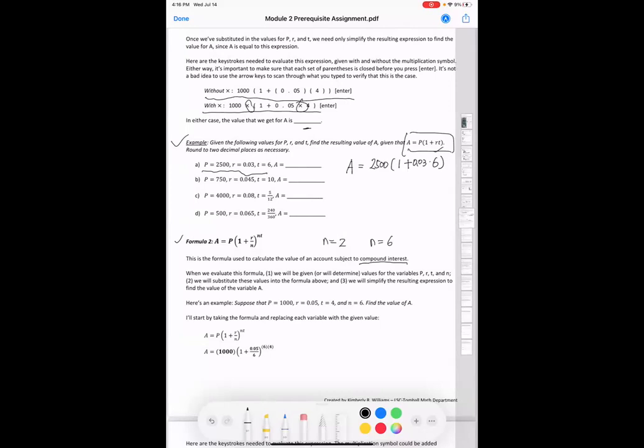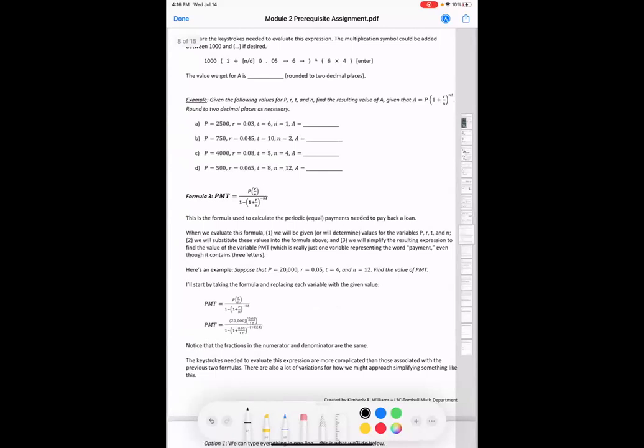So use this to calculate the future value A of the compound interest. In this part, they provide you P, R, T, and N. You plug it in your formula and find out the future value of A. So plug it in here and you got this. You go to your calculator and find the value of A. Next example, they give you the formula and plug in the information here. You will get the future value of A.